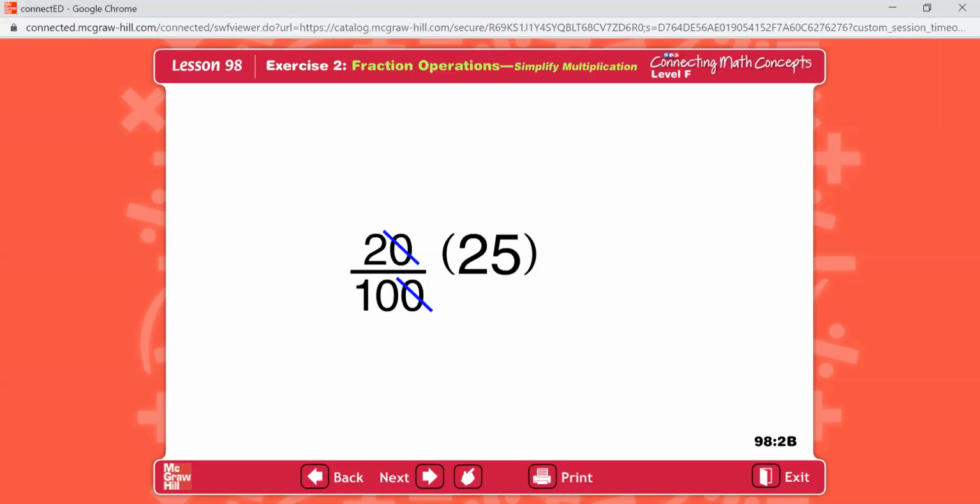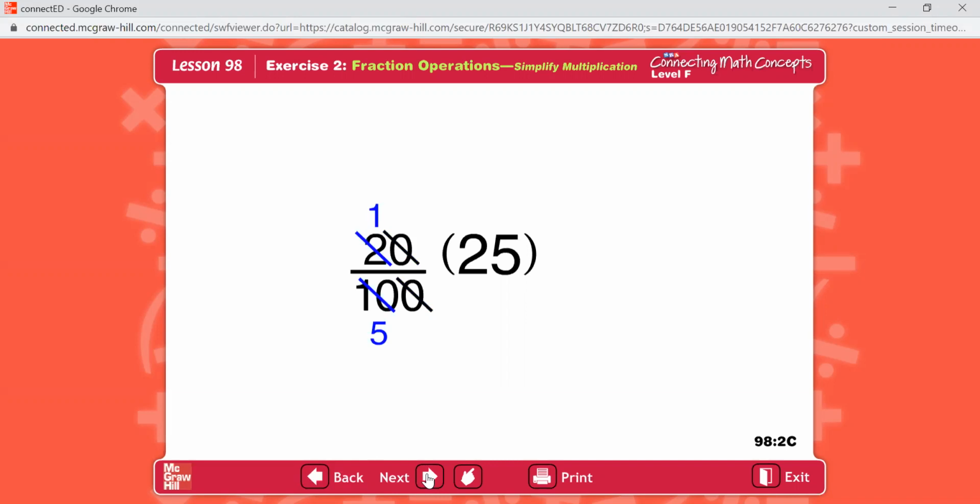Now we can simplify 2/10. We went from 20/100ths to 2/10 by crossing out 1 0 in each. What does 2/10 simplify to? 2/10 simplifies to 1/5. Both of these numbers can be divided by 2. 2 divided by 2 is 1. 10 divided by 2 is 5, reducing it down to 1/5.